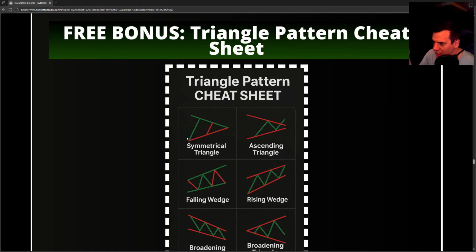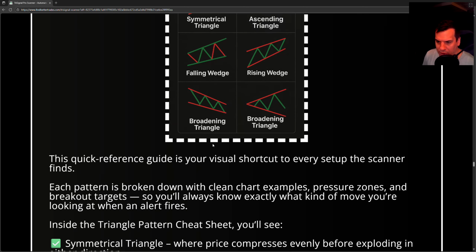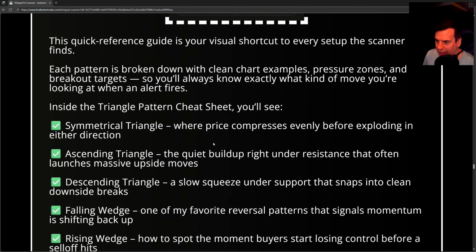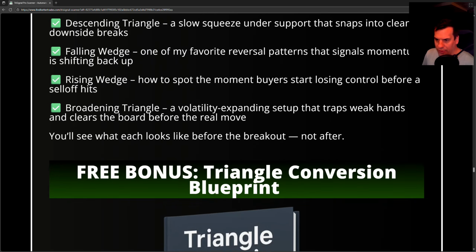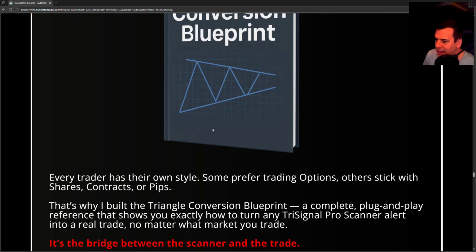So we got a little cheat sheet. If you get an alert and you go in the chart and think, I still don't know what that is, I got you a cheat sheet there. You'll know exactly what those patterns are and what they look like, and you'll see all 6 different ones. This is really cool. This is my conversion blueprint, I'm calling it.